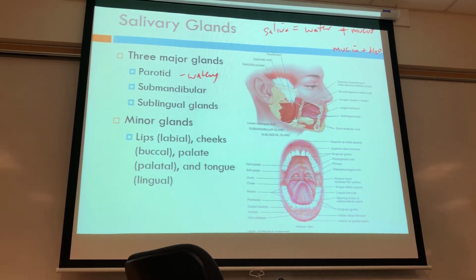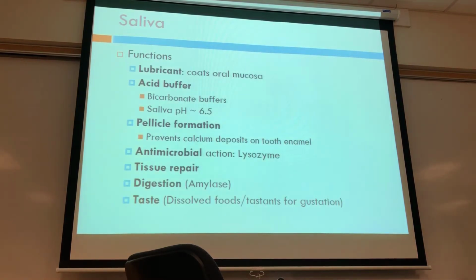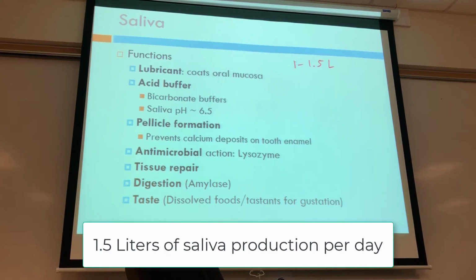Other areas also produce saliva. The lips produce a little bit of it, the cheeks, the palate at the very top, as well as the tongue itself have very minor salivary glands. But the biggest contributors are our 3 at the very top. How much saliva do we end up producing? We produce about 1 to 1.5 liters of saliva per day. That's a lot of spit.